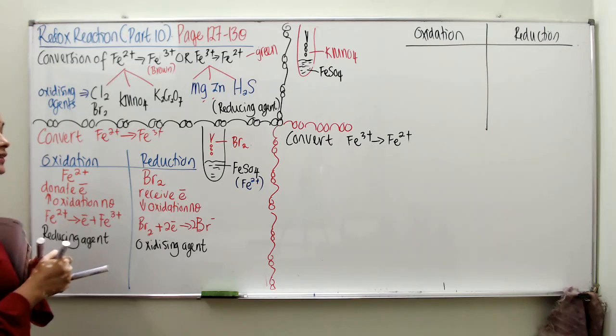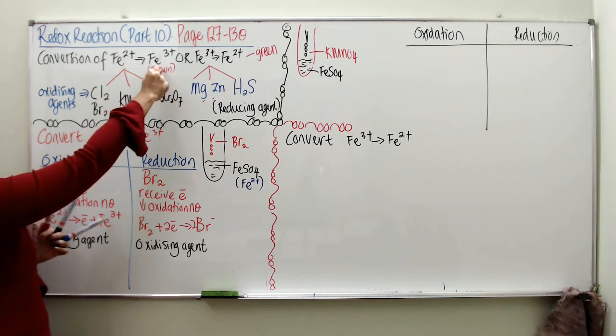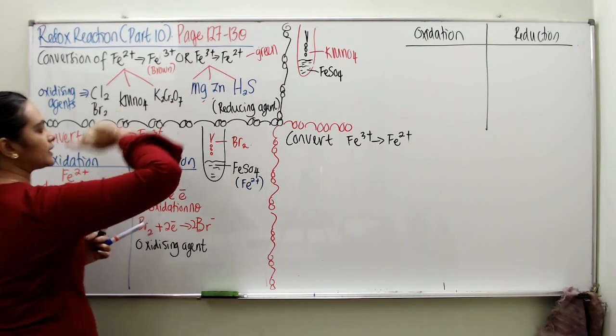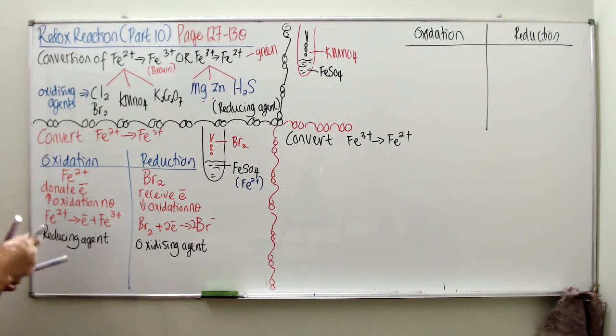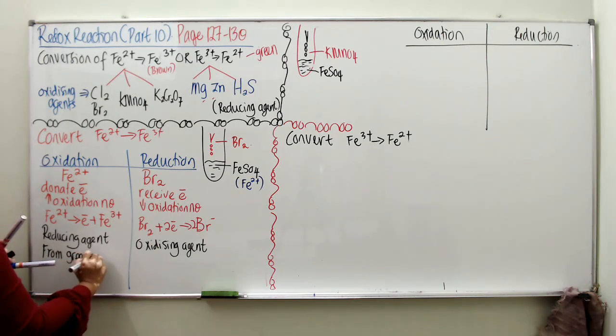Now let's look at the difference. You can find the difference in color. Why? Because teacher already told you brown color is for iron 3 ion, green color is for iron 2 ion. So you can find the solution changes from green to brown.